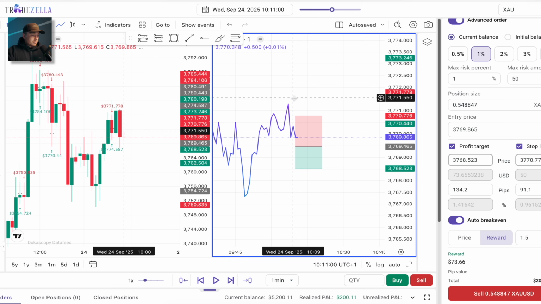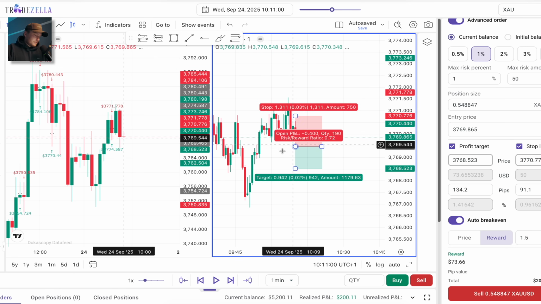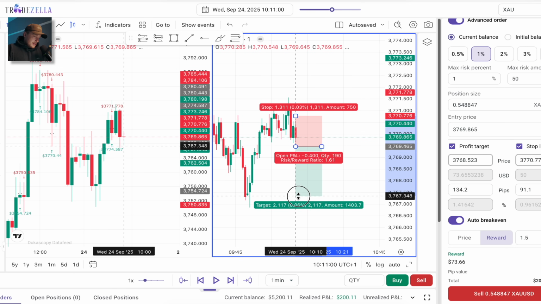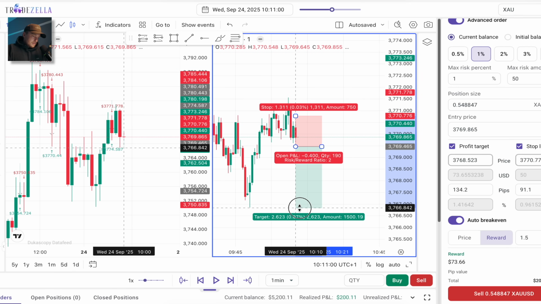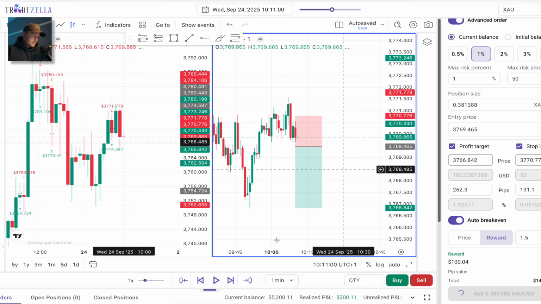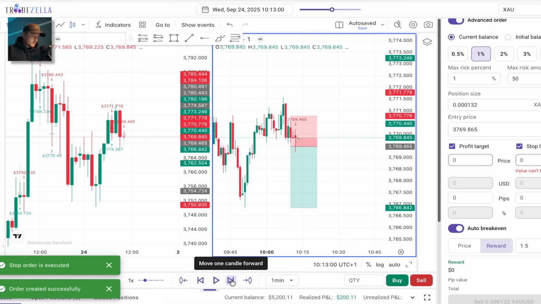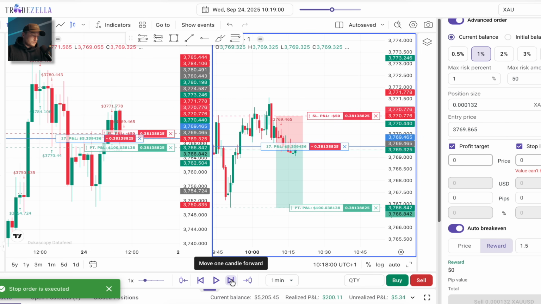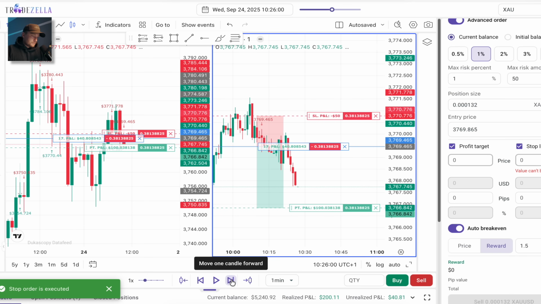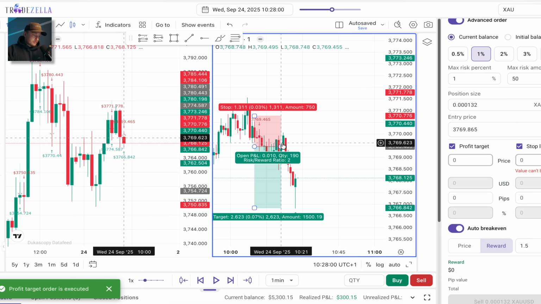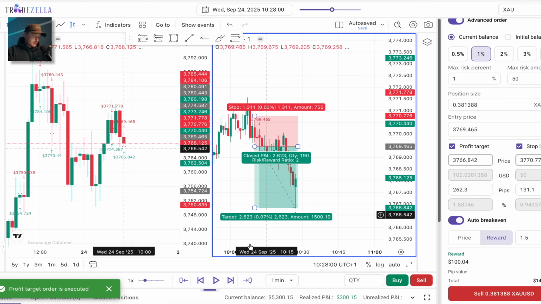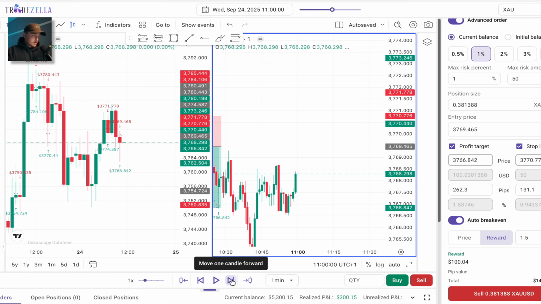Price is pushing up. I don't know, but like I say, data collection. So sell order if we break below this level, which we do. Price continues down and then 1 to 2. So we're now up 300. Let's keep going. Wait for 11 o'clock.